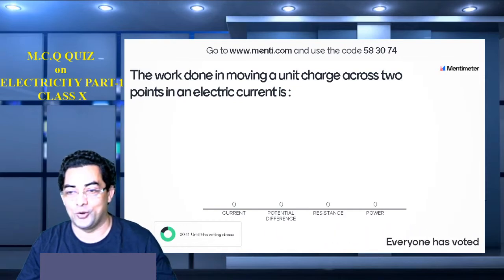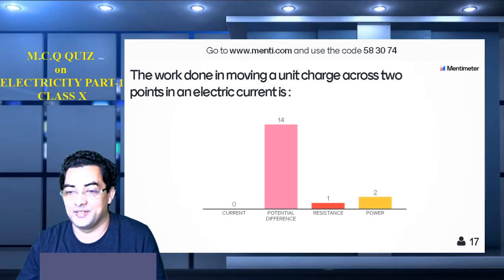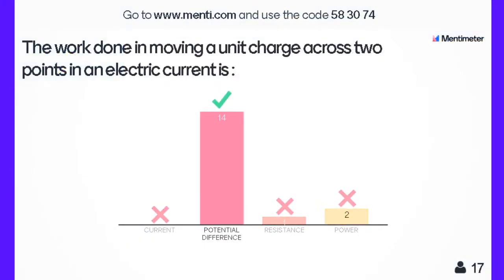Okay, so everyone has voted. Let us go and see the scores. So here are the scores. The work done in moving a unit charge across 2 points in an electric current is called potential difference, right? Yes, it is called potential difference, and almost 12 of you got it right. Only 3 to 4 of you got it wrong.